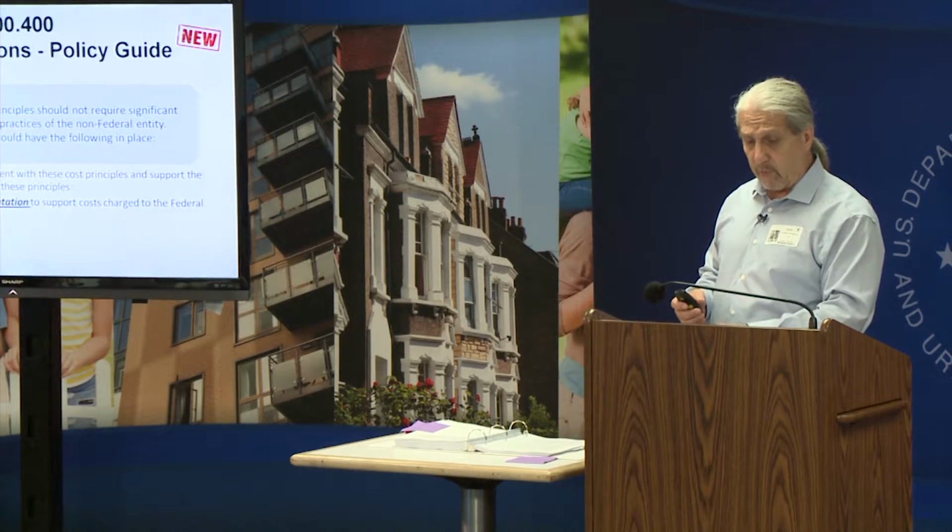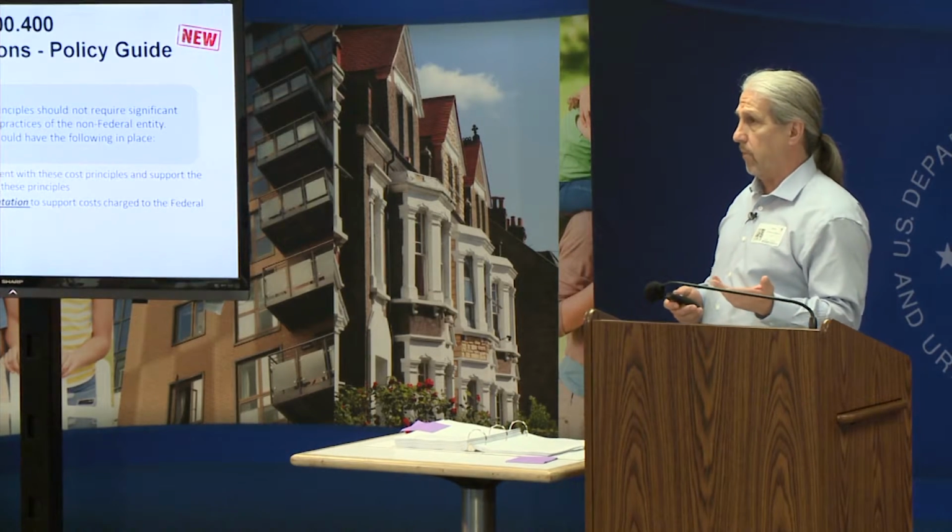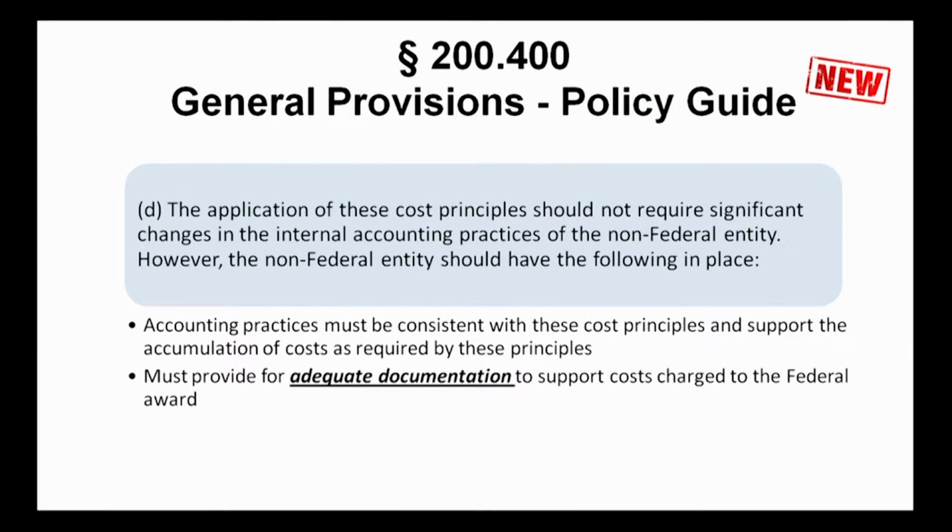So the first thing is a new provision in paragraph D of the policy guide. So it says the application of these cost principles should not require significant changes in the internal accounting practices of the non-federal entity. However, the non-federal entity should have the following in place. Accounting practices must be consistent with these cost principles and support the accumulation of costs as required by these principles. And importantly, the next thing is must provide for adequate documentation to support the costs charged to the federal award.